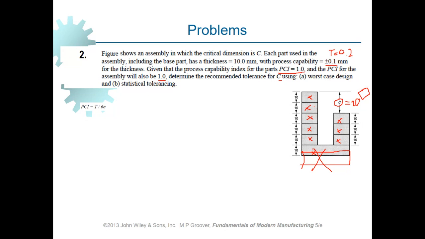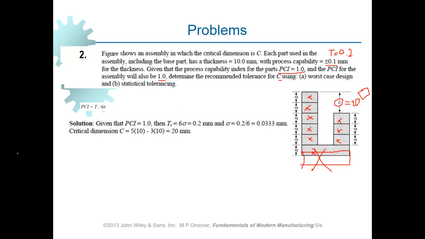we have so far. This is the equation for PCI. And then this is the equation. These are the values that are given. PCI for the part and for the assembly is equal to 1. So if the value of PCI is equal to 1, what it means practically is that T is equal to 6 times sigma on the basis of this equation up here. If PCI is 1, then T is equal to 6 times sigma.